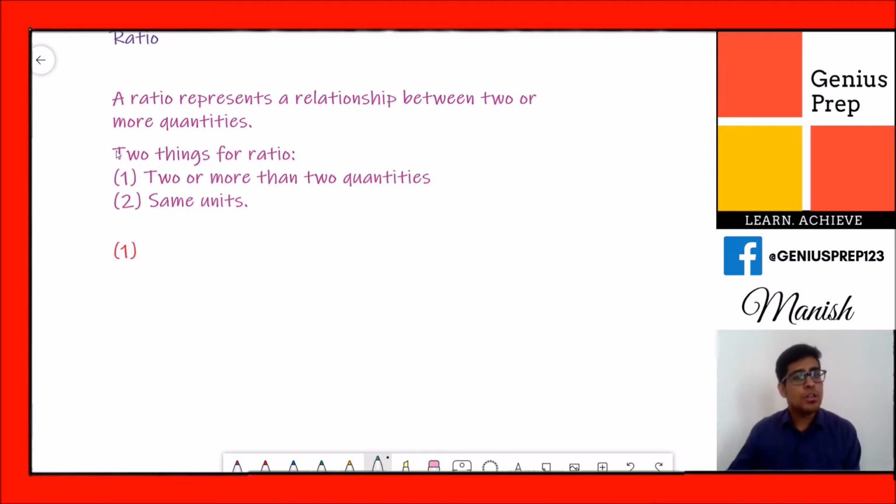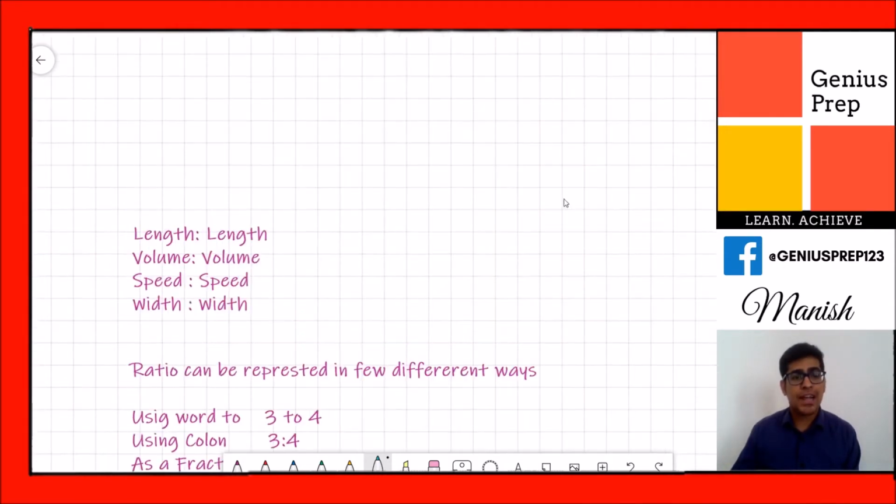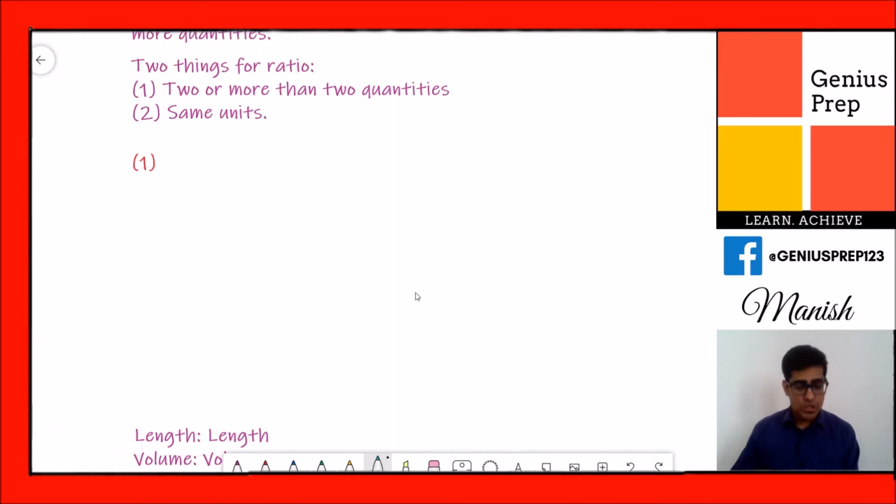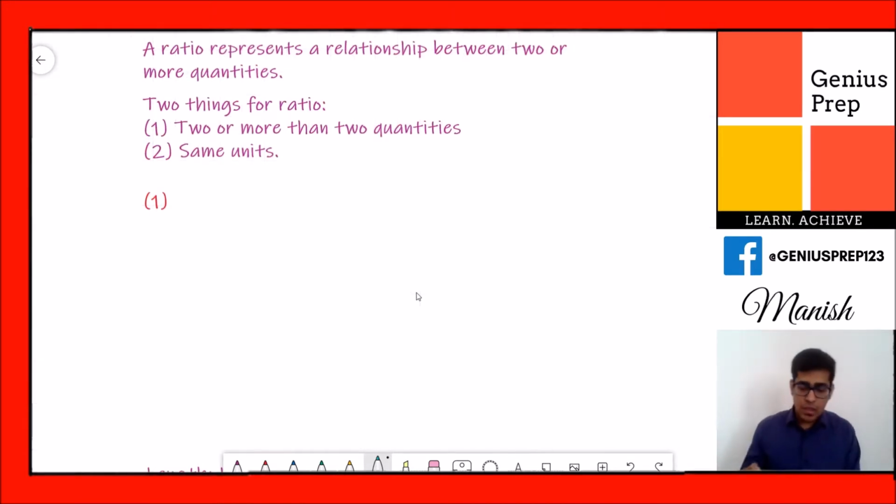Okay, so a ratio represents a relationship between two or more quantities, and the two things for a ratio are that two or more quantities can be compared, and they should have the same unit. Like length can be compared with length, volume can be compared with volume, speed can be compared with speed, and width can be compared with width. Okay, so let's take an example.